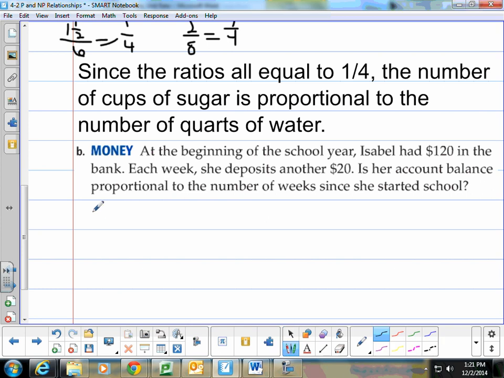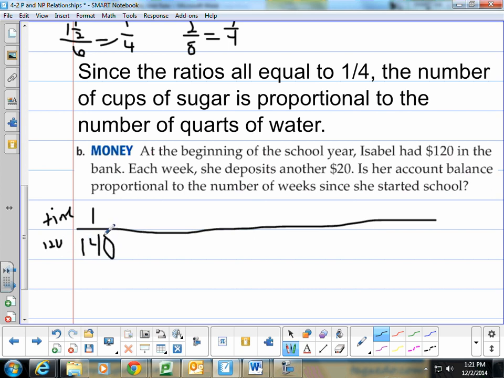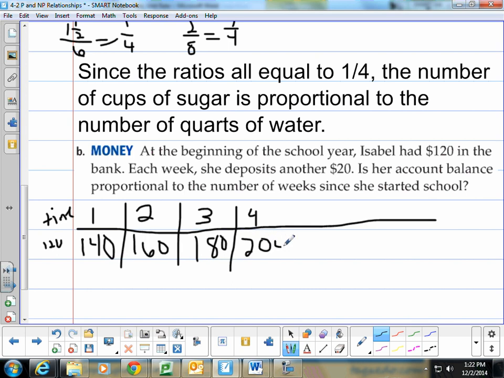So we could think after 1 week in time, after 1 week, she started with $120 over here. After 1 week, she added 20, so her balance would be at 140. After the second week, she added 20 more, so she'd be at 160. After the third week, she added 20 more, she'd be at 180. And after the fourth week, she added 20 more, and she'd be at 200. So we're looking to find if the balance and the number of weeks is proportional.